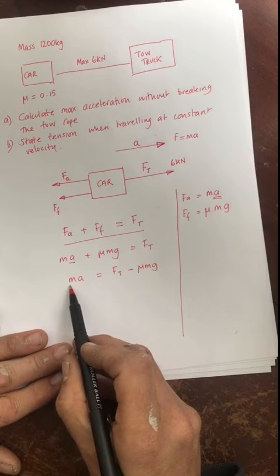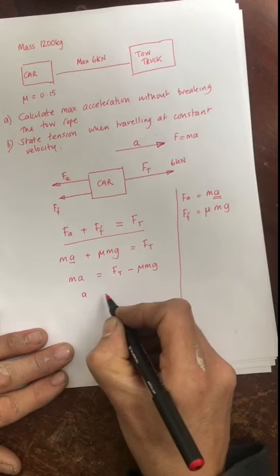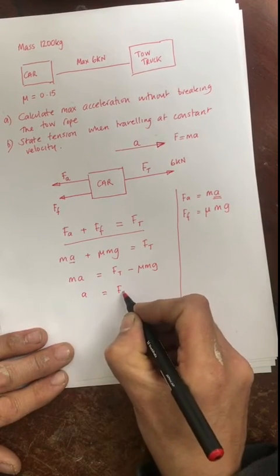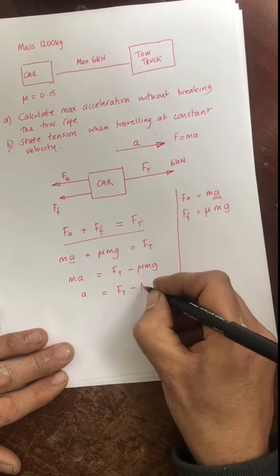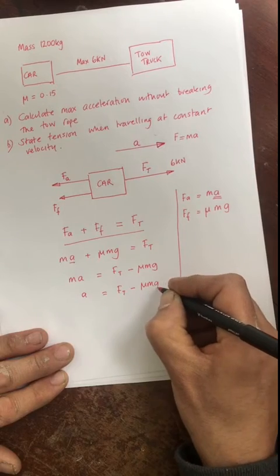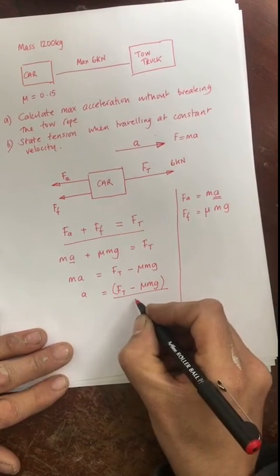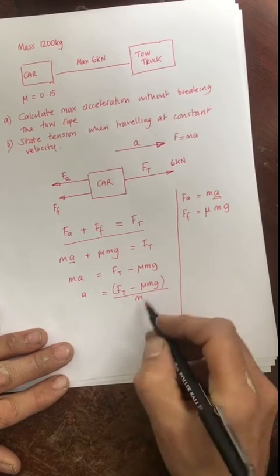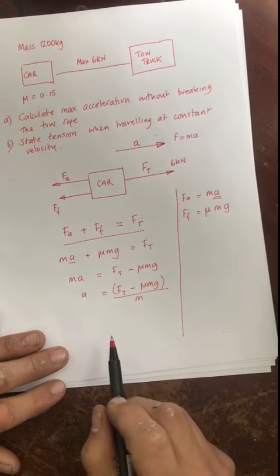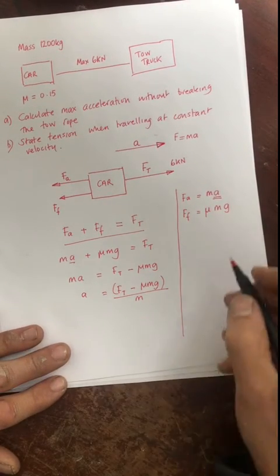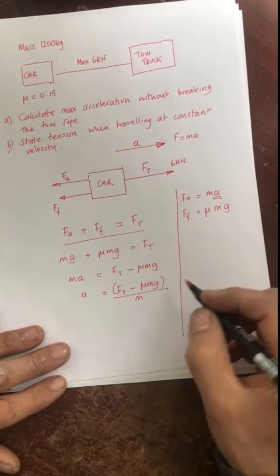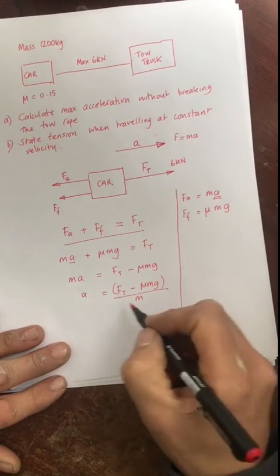And the next stage is to isolate a on its own. I've got to divide both sides by the mass. So that leaves me with a equals Ft minus mu mg. Remember to do all that first, so I'll stick it in some brackets, and then I'm going to divide that again by the mass. You can simplify that slightly, but I'm not going to bother because that's as much as we need to do.